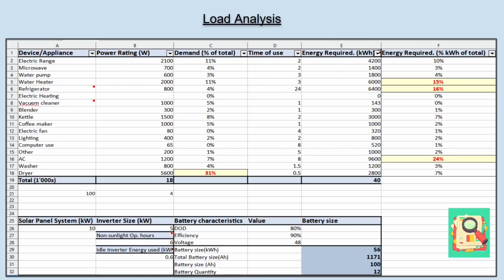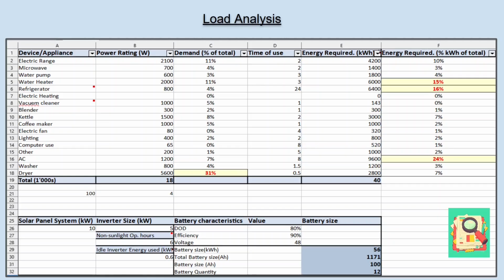However, it is not standard practice to rate batteries in terms of kilowatt hours. When you go to a store or a local battery dealer, you'll find that the batteries are rated in terms of ampere hours. The most common rating is 100 ampere hours. This particular battery uses a 48 volt operating voltage.